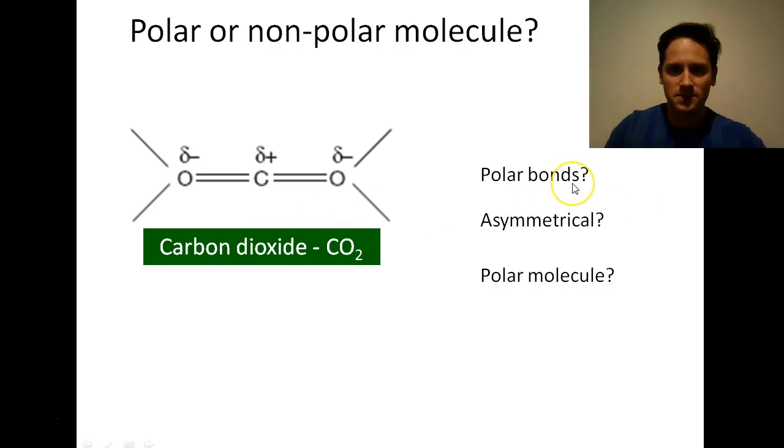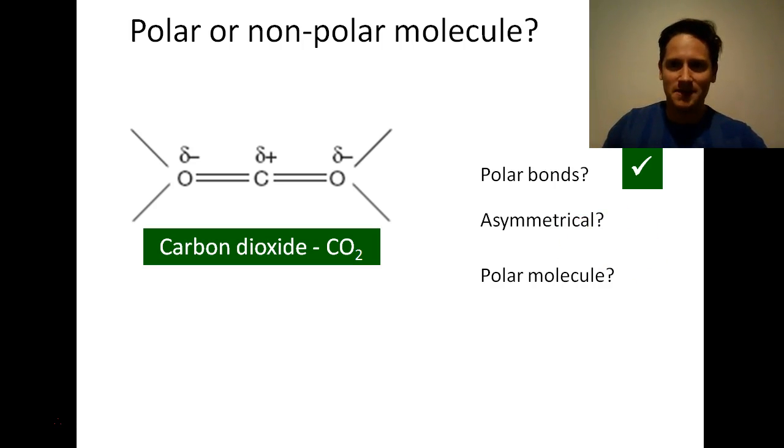So do we have polar bonds now that we've drawn the structure? Well, we've got delta minus and delta plus. Oxygen is more electronegative than carbon based on its position in the periodic table. So we do have polar bonds here. Oxygen is greedier. It will hog those shared electrons and it will have a slight negative charge, delta minus, and the delta plus on the carbon. And the same thing over here. So polar bonds, we'll give that a big tick.